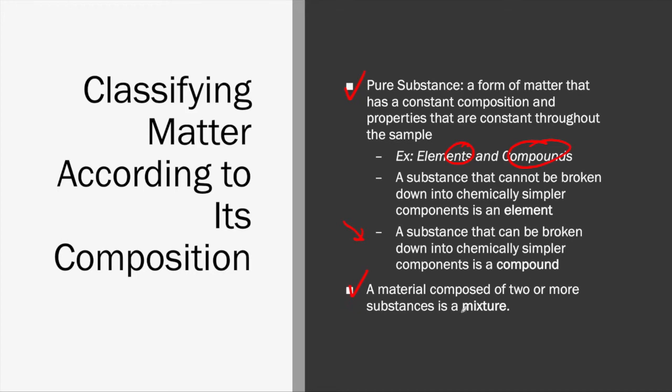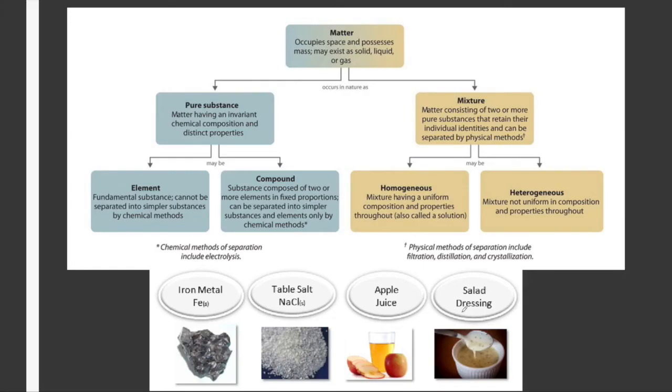And yeah, material composed of two or more substances is a mixture. Makes sense. So here is pretty much a hierarchy that shows everything from general to the more complex. So if you look over here, we have matter. Matter is the simplest. Anything is matter, right? Anything that takes up space is matter.